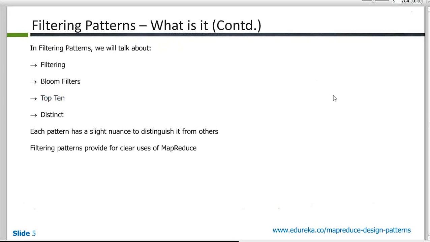So in filtering patterns, we are going to be talking about 4 different kinds of patterns. We'll talk about a basic filtering pattern. Then we'll look at the Bloom filters, top 10, and distinct pattern. Although all these are filtering patterns, the way they are applied and the way they are used is different. So there are nuances to the way you implement this, and that's why it's important to understand each of these in a context of their own.